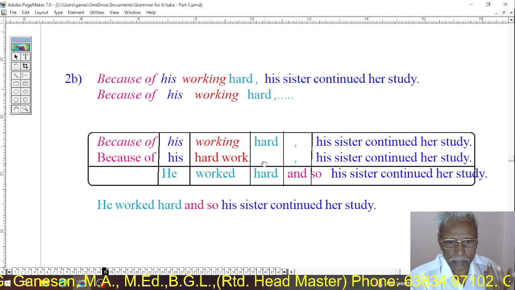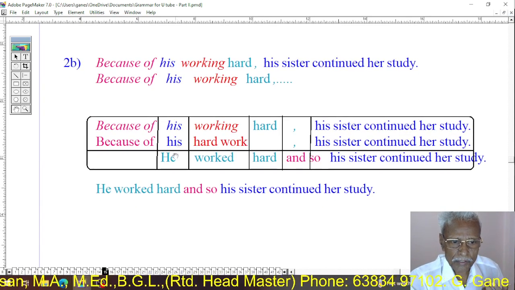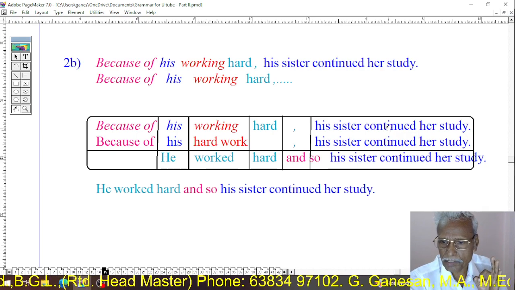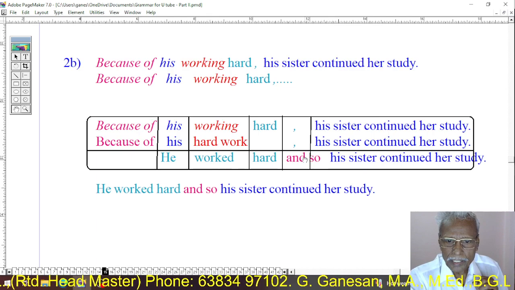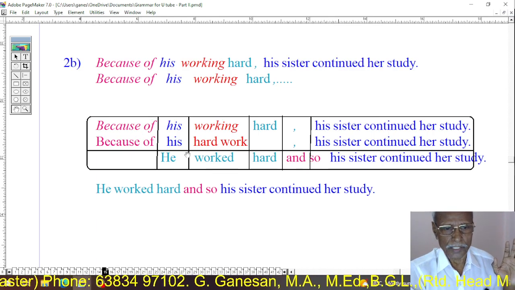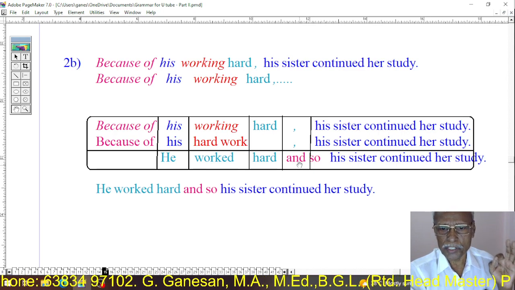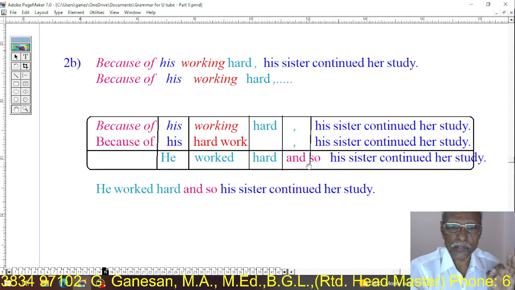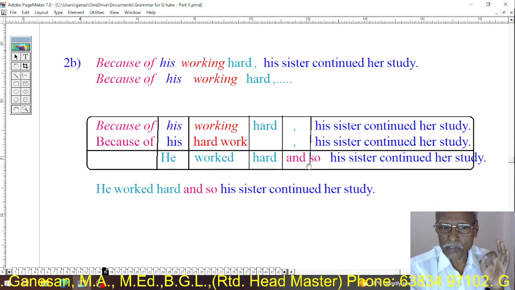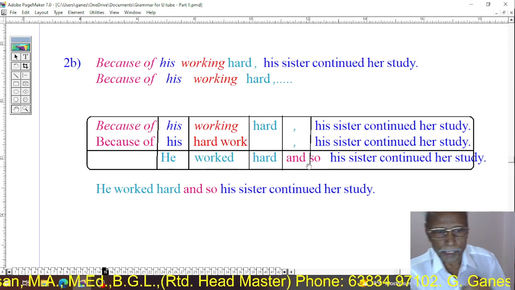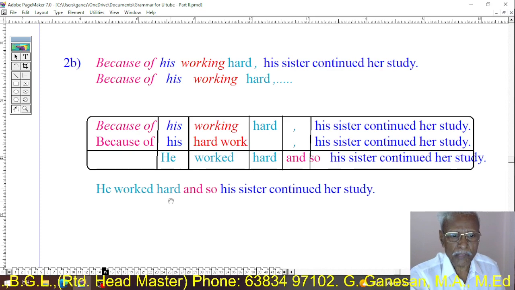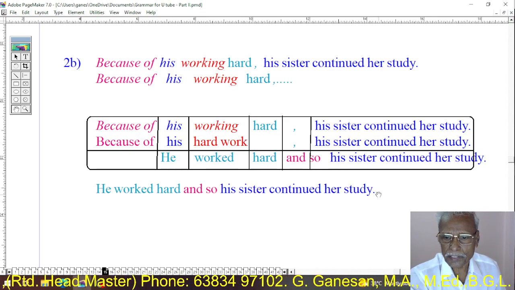You can use it either way. Subject he, working becomes worked, because here the tense is past tense. Then "because of" and "so": the phrase "because of" is a compound conjunction, "and so". So "because of his working hard, his sister continued to study" becomes "He worked hard, and so his sister continued to study."